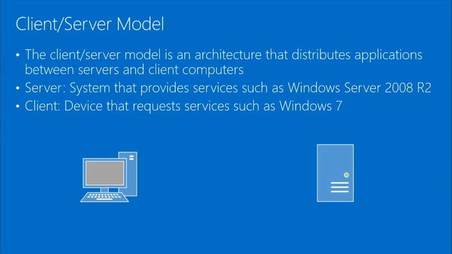So after centralized computing, we have the client-server model. In a client-server model, as I mentioned earlier, a client requests services, a server fulfills services. Server systems could be Windows Server 2008, Windows Server 2012. A client could be Windows 7. A server could also be Windows 7. Could be technically. Yes. And we'll actually talk about that next in peer-to-peer networking.